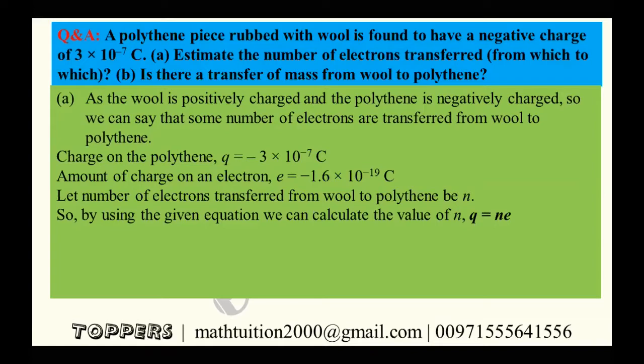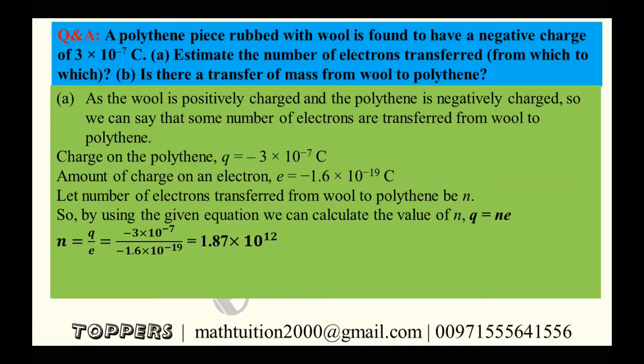Total charge on polythene will be equal to some number of electrons, actually, electrons are transferring, right? So Q equal to ne. Q is the total charge and n is the number of electrons. e is the charge of an electron. When we do the calculation, we get n equal to Q by e. So how many electrons are transferred? Total charge has to be divided by charge of one electron, Q by e.